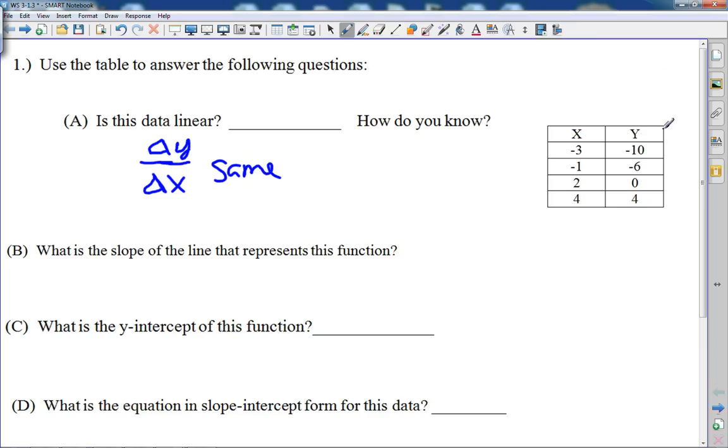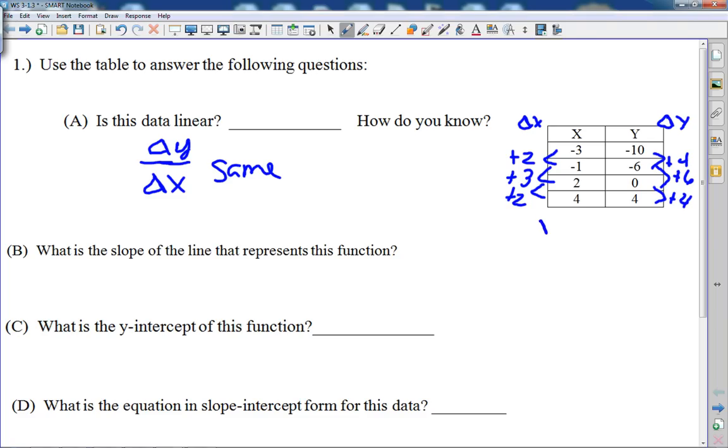Is it linear, and how do you know? Well, the way you know if it's linear is if delta y over delta x is the same. So I'm going to go over here, and I've got delta y, the change in y, right here is plus 4, plus 6, plus 4. Then I'm going to do delta x. Right here I've got plus 2, plus 3, plus 2.